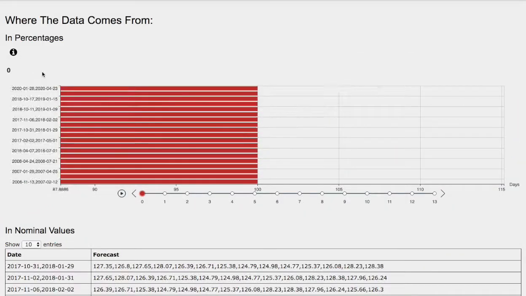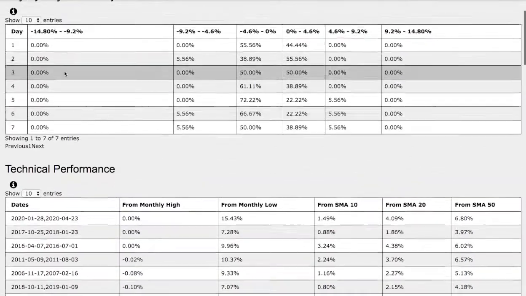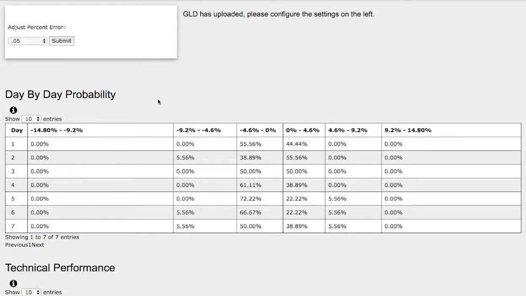So let's examine the day-by-day probability model. On here, let's examine where gold futures will head to in the next coming days. So on the 7th day, we have a 39% chance for gold to climb higher between 0 and 4.6%. On the extreme case, we have a 5% chance for gold to climb higher between 4.6 to 9%. On the other hand, we have a 50% chance for gold to fall between 0 and negative 4.6%. And on the extreme case, we have a 5.5% chance for gold to fall between negative 4.6% to negative 9.2%. Again, these models are now available in the link below.